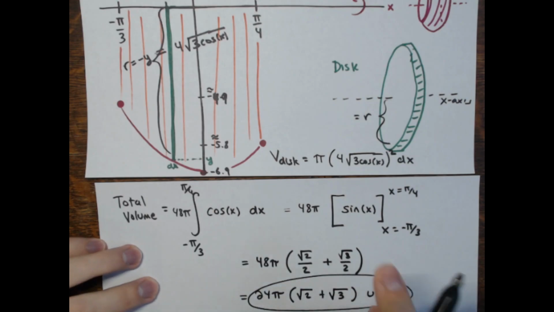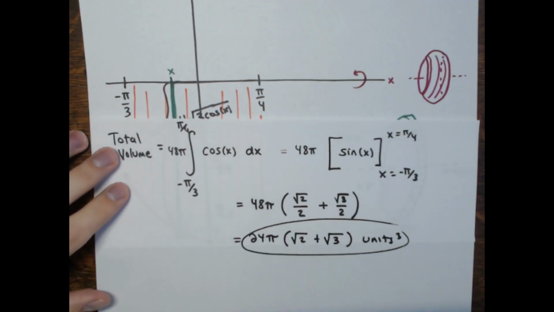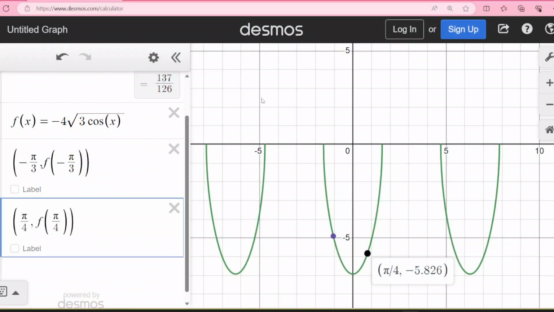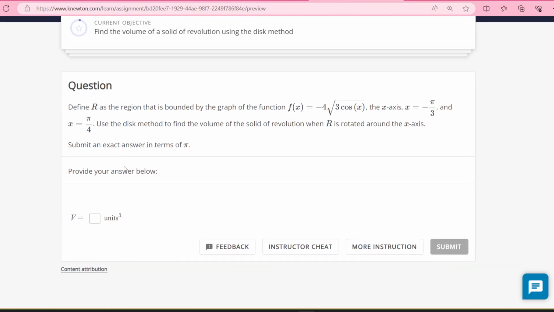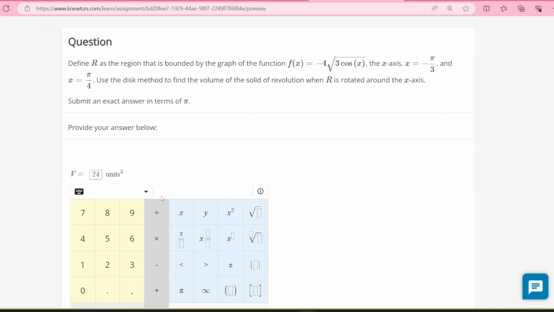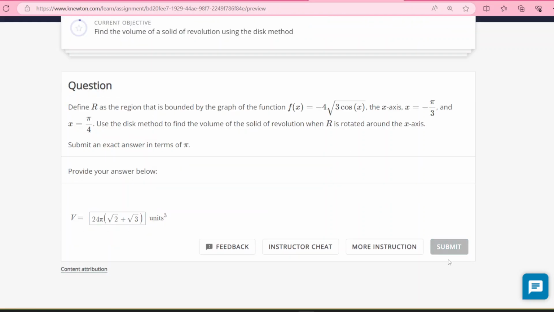for the volume of this 3D ball thing that I tried drawing when we rotate the region around the x-axis, and this is what I'll type in. So back in the homework. So 24 pi, oops, I forgot you can't type pi here. They have the symbol provided, times, and then the square root of 2 plus square root of 3, close parentheses there. All right, that should be good.